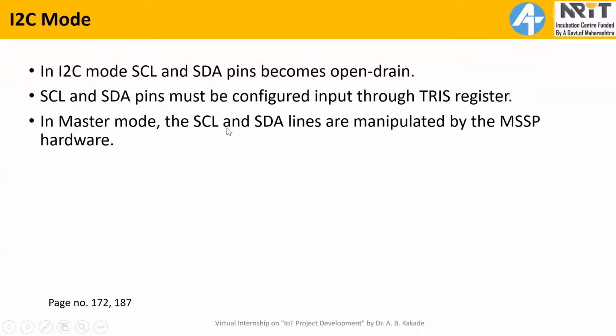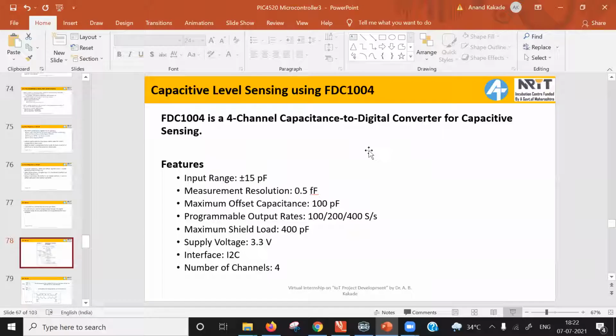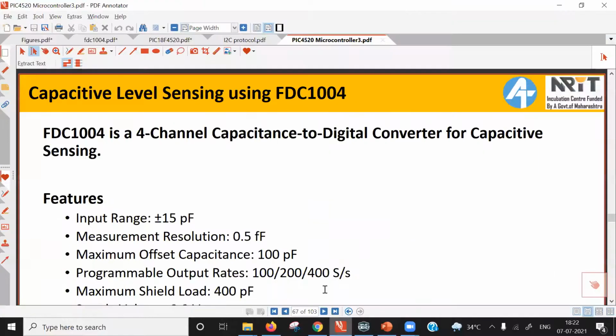So in master mode, the SCL and SDA lines are manipulated by the MSSP hardware. So there is a separate MSSP module available in the PIC microcontroller. Let me revise once again. This is the block diagram of the MSSP module for I2C mode. In SPI mode, the functionality is different, so I will discuss that block diagram separately.